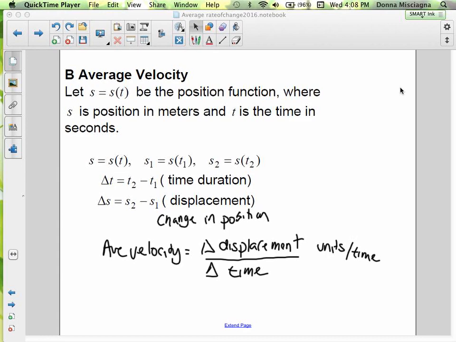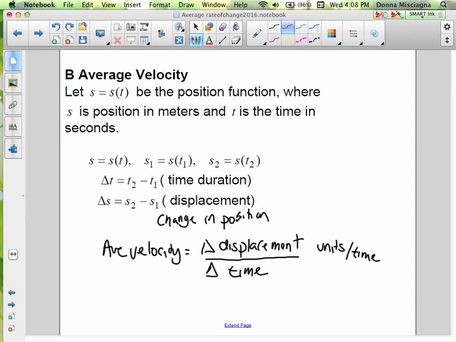So average velocity, and this is in your notes, let S equal S of t be the position function. Lots of times we call S the position function, where S is position in meters and t is the time in seconds. So if we want to find the average velocity, your average velocity is going to be your change in displacement, or change in position, divided by your change in time.